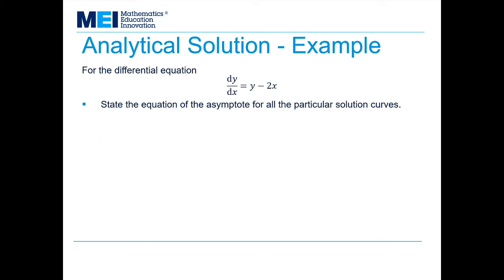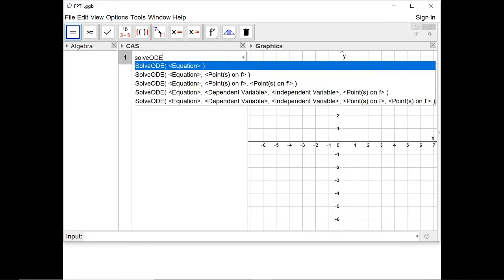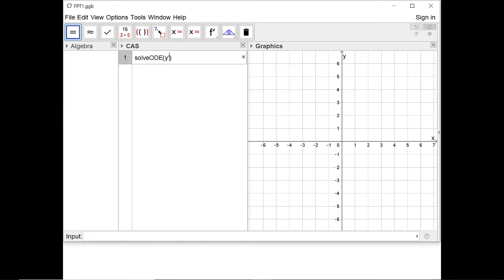So for the first part, we're given the differential equation dy/dx = y - 2x, and we've been invited to state the equation of the asymptote for all the particular solution curves. Well, let's start then by solving our differential equation. So I want to solve the ODE, y' = y - 2x, and it gives me the solution y = c1 e^x + 2x + 2.